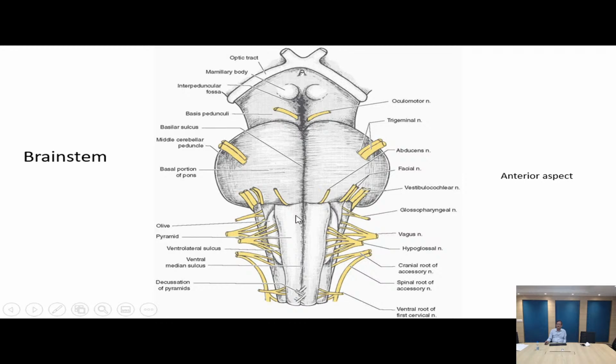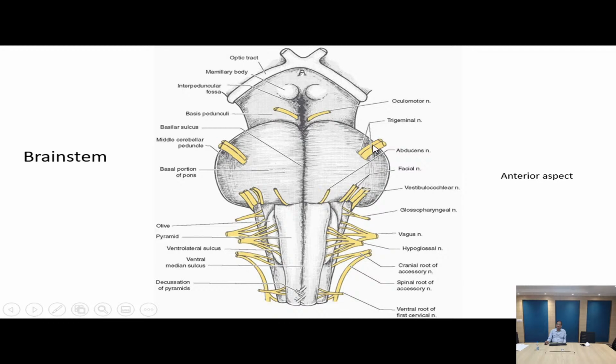So now you know that there are 12 pairs of cranial nerves coming out from different parts of the brain. The first and the second cranial nerves come from the forebrain region, the third and the fourth come from the midbrain region, and the remaining come from the rhombencephalon in a very specific manner. These cranial nerves supply the head, face, and neck, and they do the same functions which the spinal nerves do for the remaining part of the body.